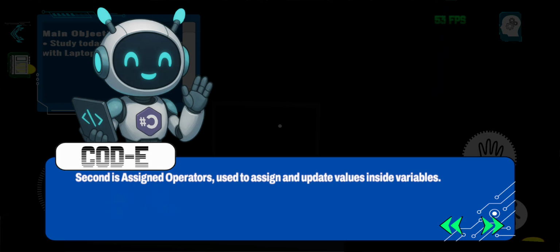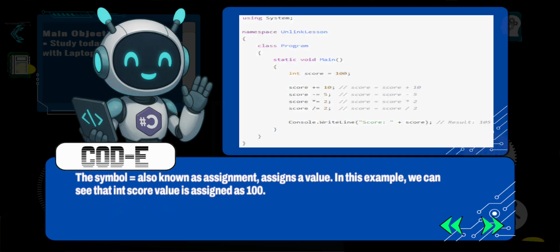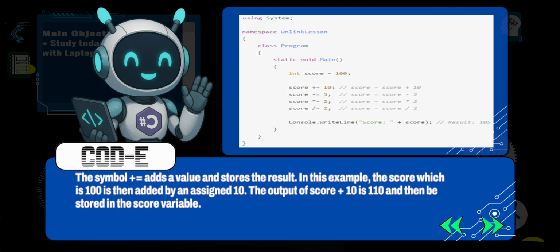Second is assignment operators, used to assign and update values inside variables. The = symbol, also known as assignment, assigns a value. In this example, we can see that int score is assigned the value 100. The += symbol adds a value and stores the result. In this example, the score, which is 100, is then added by 10. The output of score plus 10 is 110, and then it is stored in the score variable.